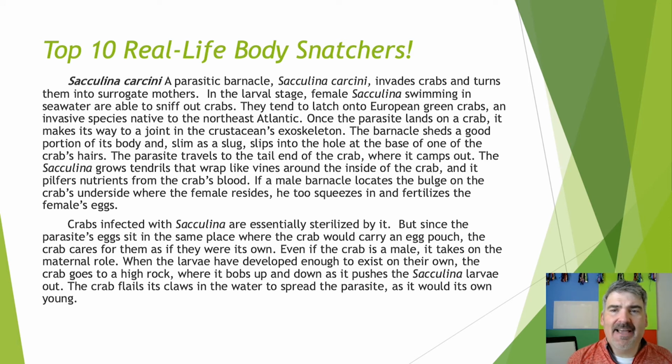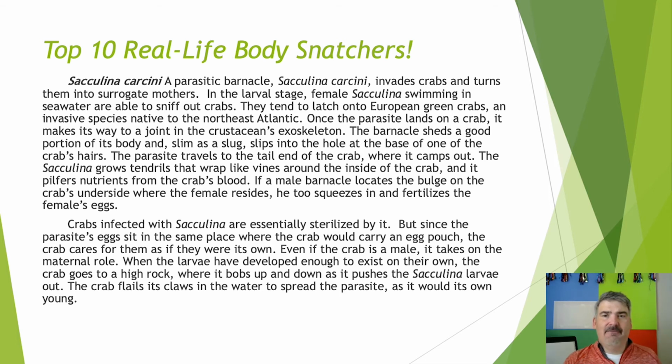Once the parasite lands on a crab, it makes its way to a joint in the crustacean's, or the crab's, exoskeleton. The barnacle sheds a good portion of its body and, slim as a slug, slips into the hole at the base of one of the crab's hairs.